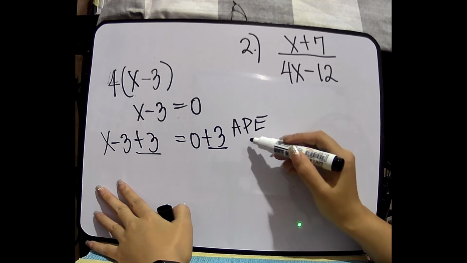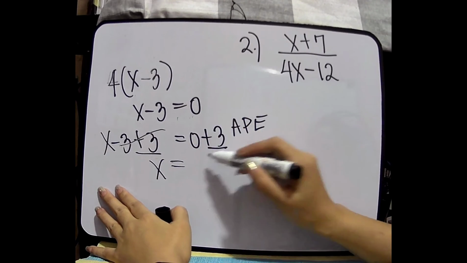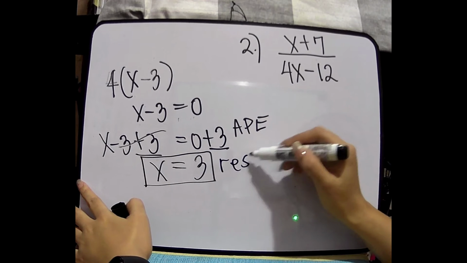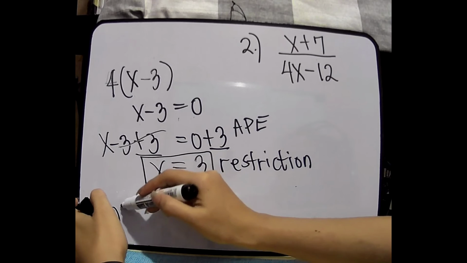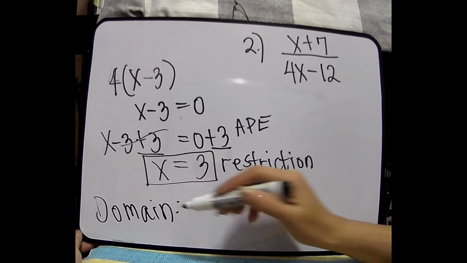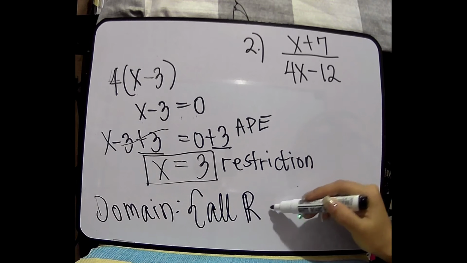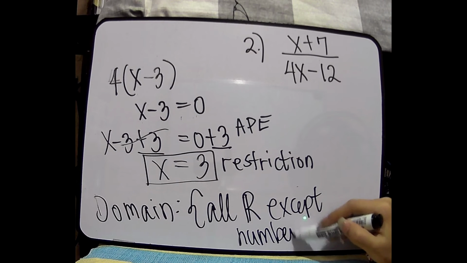So, that's the application of APE. Then, negative 3 plus 3 magiging 0. So, x is equal to 0 plus 3, which is 3. So, which means, ito na po yung restriction. And, identify na natin yung domain. Sorry, sa sulat ko. Okay, so, all real numbers, except, if you would like to put the word number, 3.